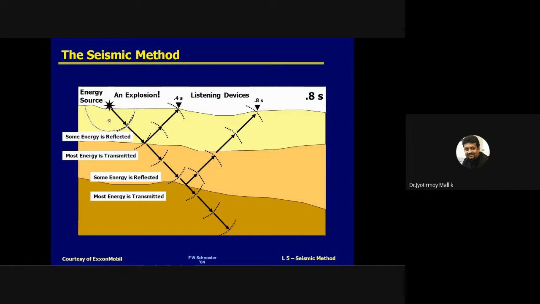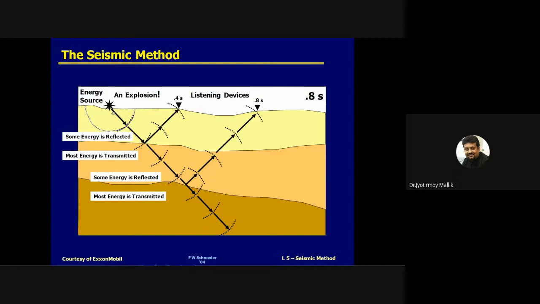So, for example, after the blast, maybe at a distance of some 500 meters or so, your first geophone is placed, and after 0.4 second, okay, you hear the sound. Okay, you hear the sound of this reflected wave. Okay, so this 0.4 second is called two-way time, or TWT. Two-way time. Why? Because the elastic wave originated or started its journey from here, and then it got reflected here, and then it came back to the detector, right?